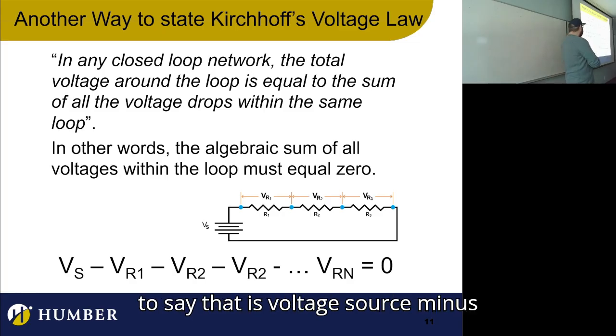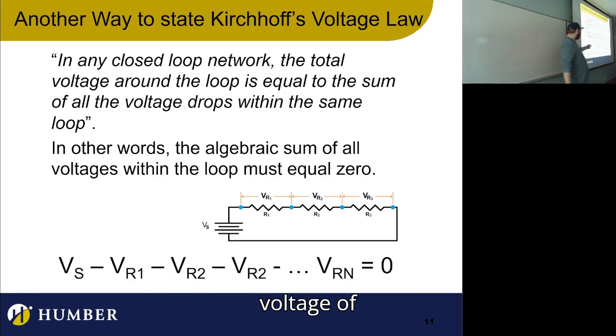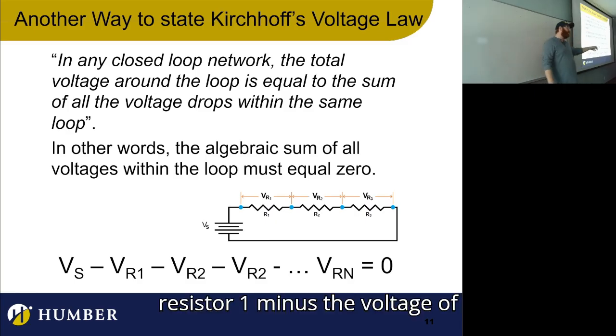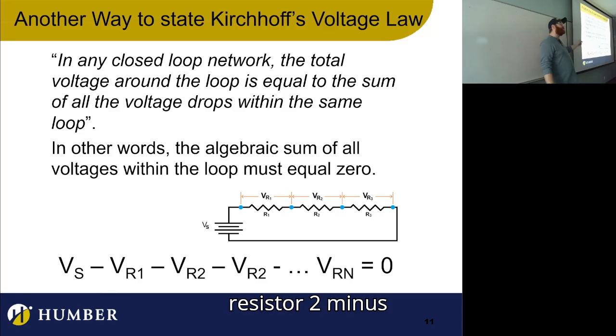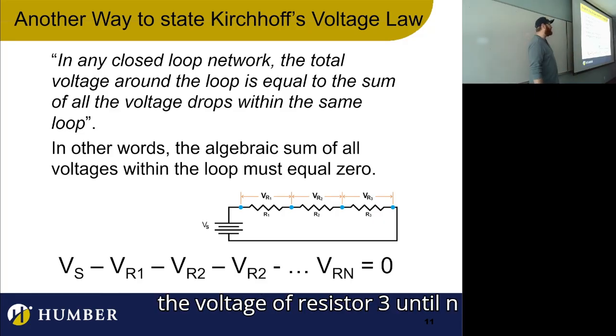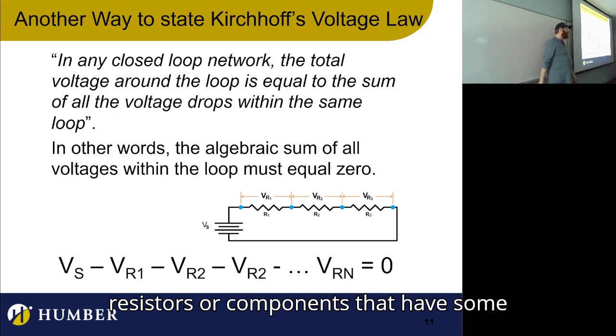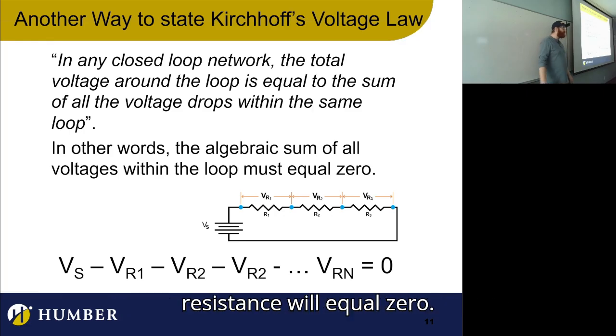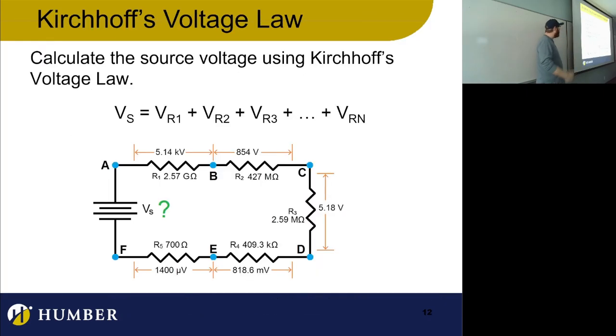So the other way to say that is voltage source minus voltage of resistor 1 minus the voltage of resistor 2 minus the voltage of resistor 3, until n resistors or components that have some resistance, will equal 0.